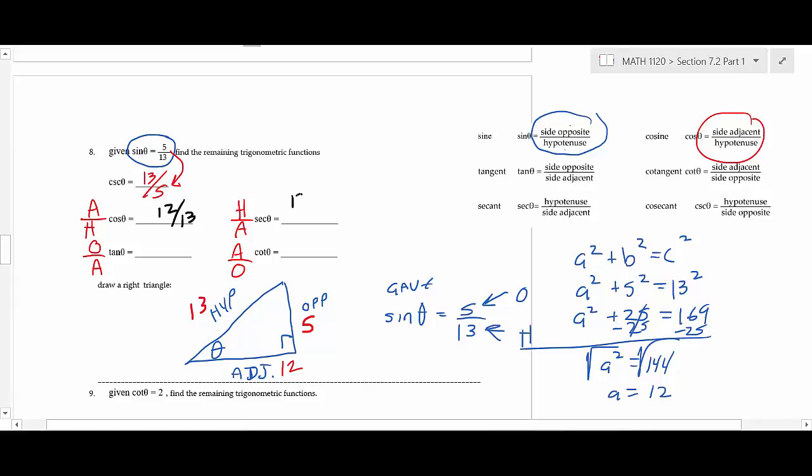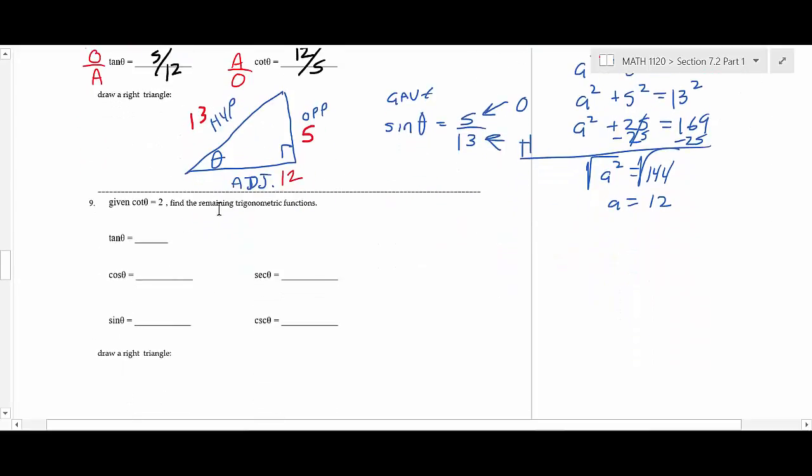So the cosine is 12 over 13. Secant is 13 over 12. Tangent is 5 over 12. And then the cotangent would be 12 over 5. So that's how that goes. The purpose of this activity is to help you learn your trig functions and how they work in a triangle. It's an exercise that'll help you get that down.